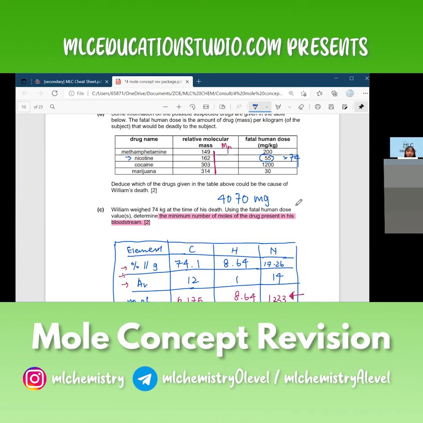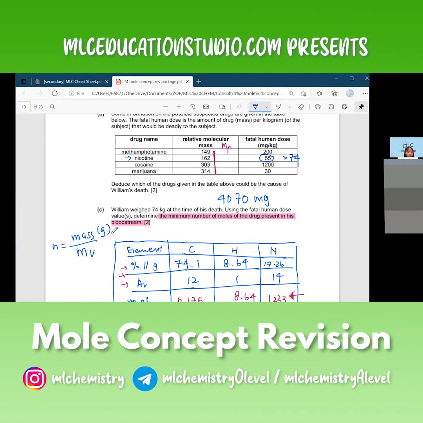They want you to find the minimum number of moles of the drug. I already got the mass. What happens is I just convert the mass to number of moles and that's the answer. But first thing first, just always remember number of moles equals mass over Mr, and the unit of the mass is gram.